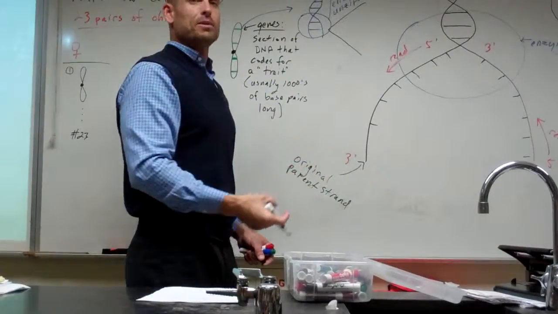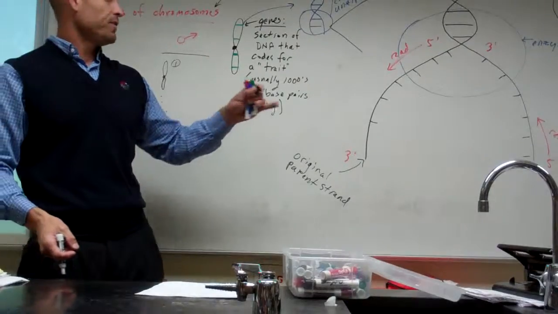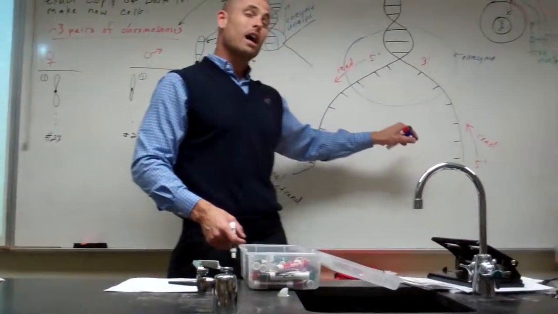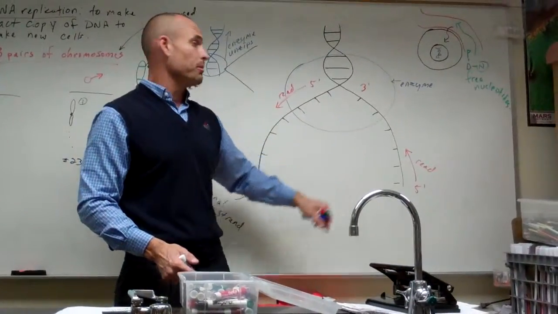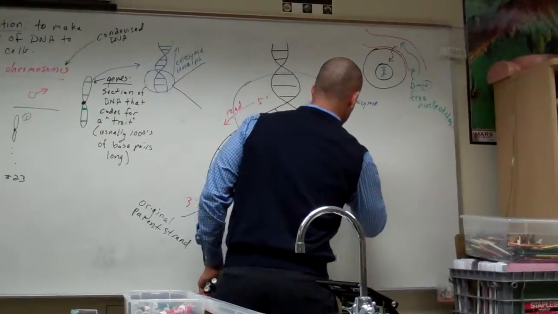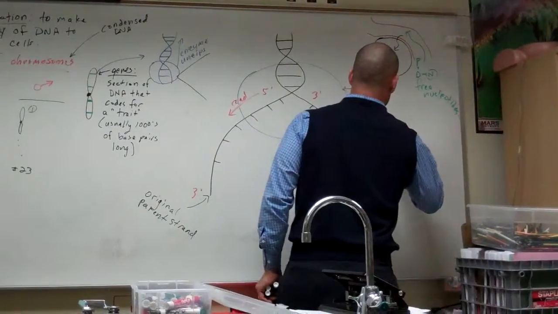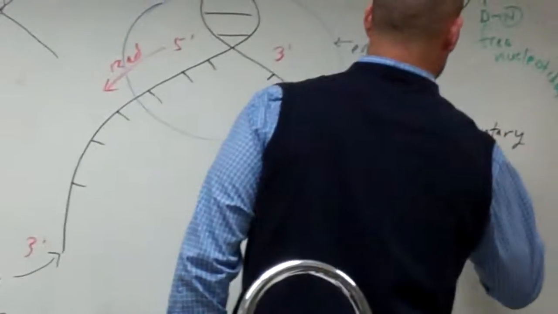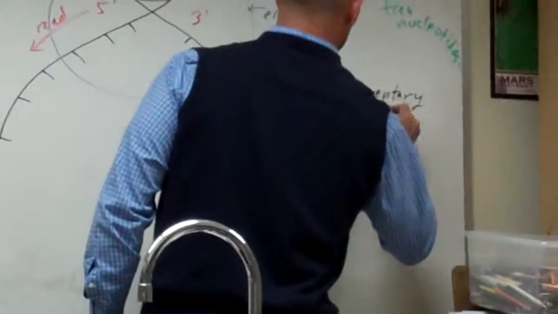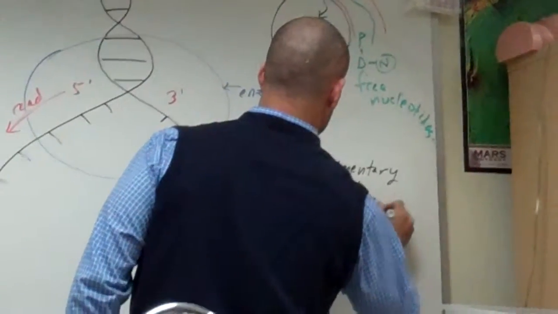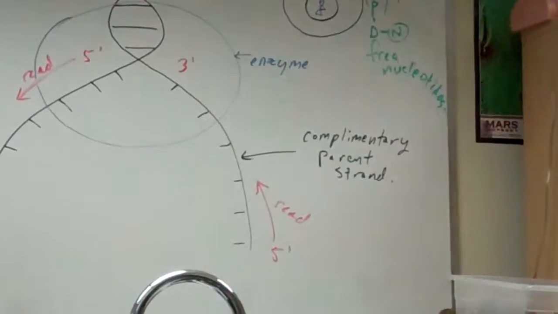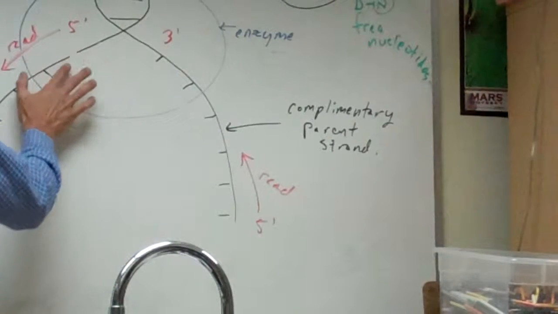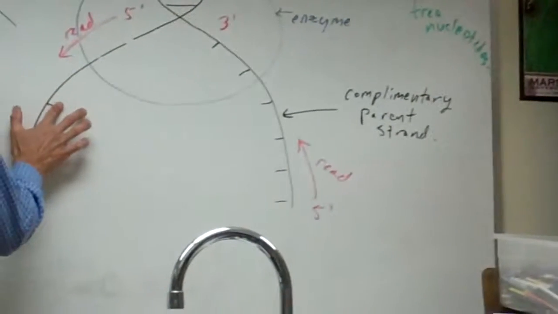When you copy stuff, you do the complement of it. If this side's A, this side's going to be T, right? You're not copying it, but you're reading and determining what the complement of it is. So this side, and I'll just point an arrow out here, is called the complementary parent strand. I'm going to move these just a little bit.